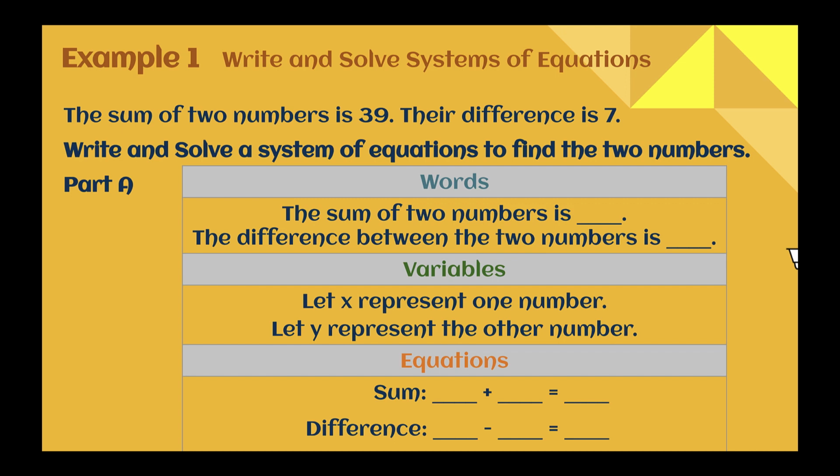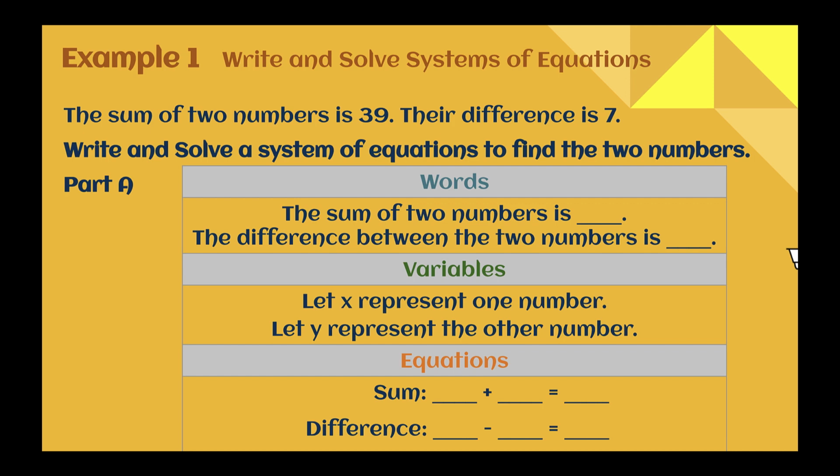Example 1. Write and solve systems of equations. The sum of 2 numbers is 39. Their difference is 7. Write and solve a system of equations to find the 2 numbers. So here's an example of a type of system of equations. There's not a lot of context that goes with it. It's more like a puzzle and you're trying to figure out what the 2 numbers are.